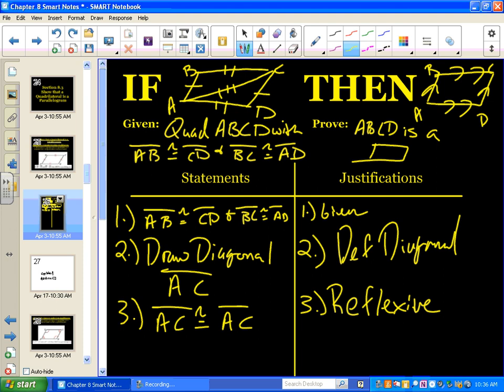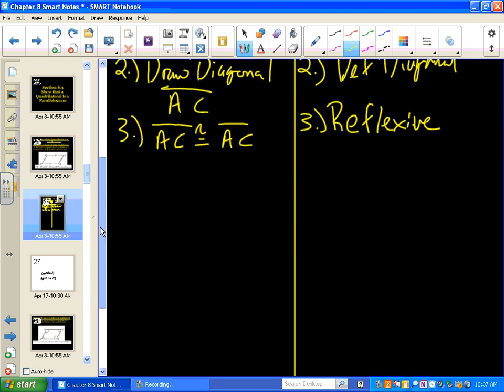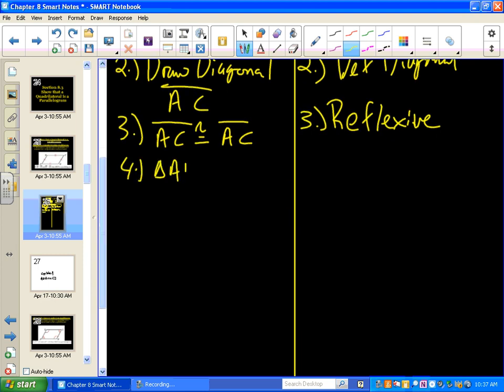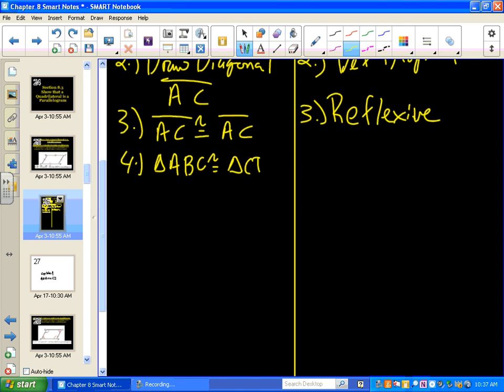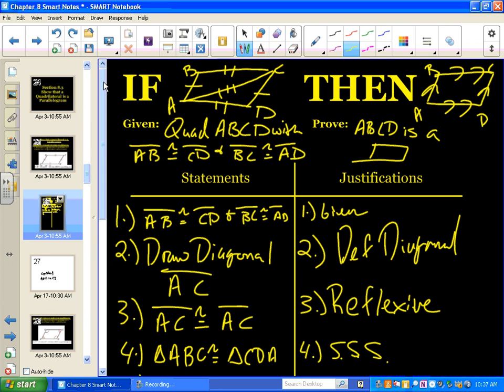Next step. Keegan. Triangle ABC is congruent to triangle CDA. Okay, why are those two triangles congruent? Colleen. Yeah, we have side, side, side. Triangle ABC is congruent to triangle CDA. Side, side, side. Now that those triangles are congruent, what do we know? Amber. Which angles?